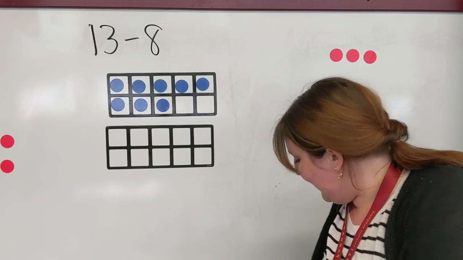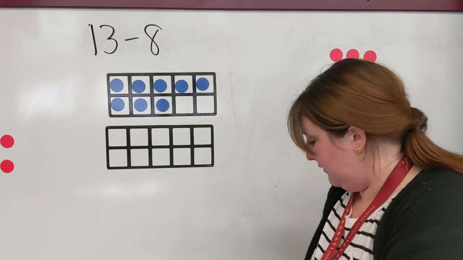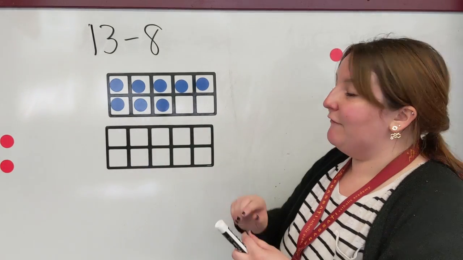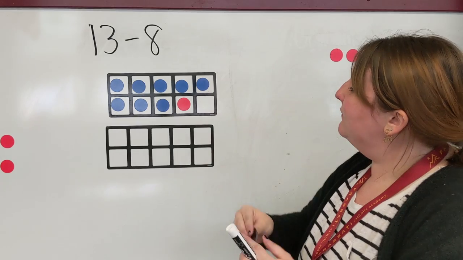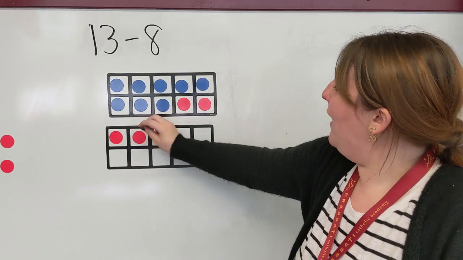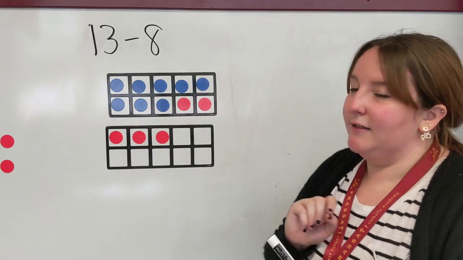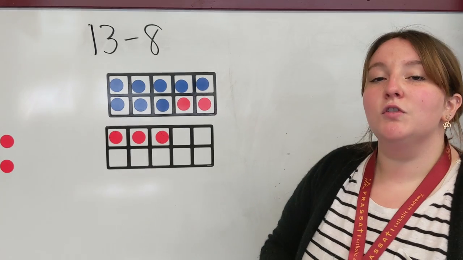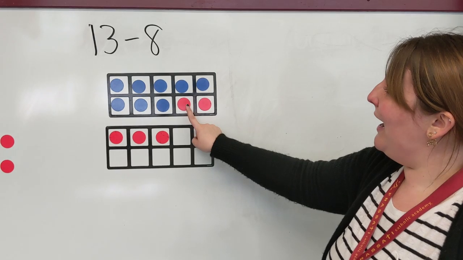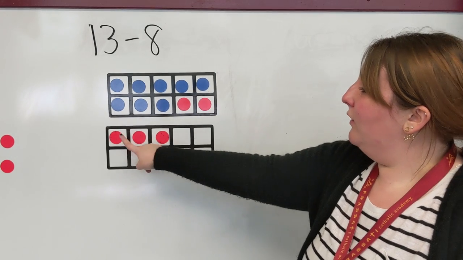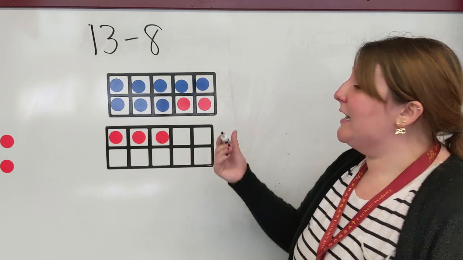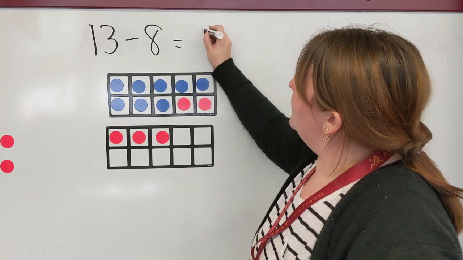Now we're going to add on our red counters to get to the number 13. So let's count on. We have 8, 9, 10, 11, 12, 13. How many red circles did I just add? Let's count together. I added 1, 2, 3, 4, 5. So 13 minus 8 equals 5.